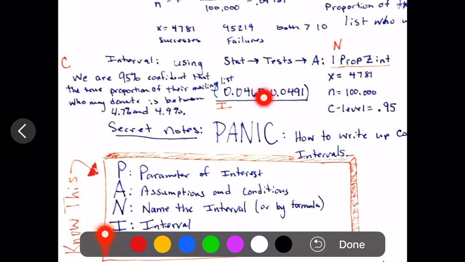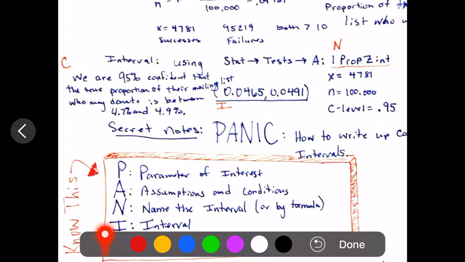Okay, I is going to be the actual interval itself. In this case, 0.0465 to 0.0491. Either I use the formula or I got that from the calculator. Make sure to go to 4 decimal places if you have that many. And in this part, it's easy. It's just the calculations. And the last part is the conclusion.